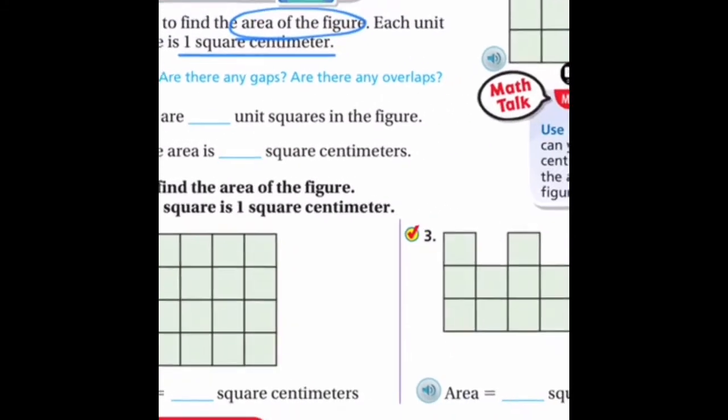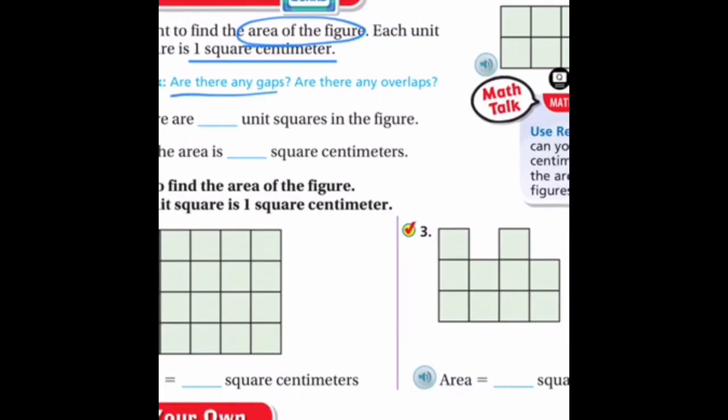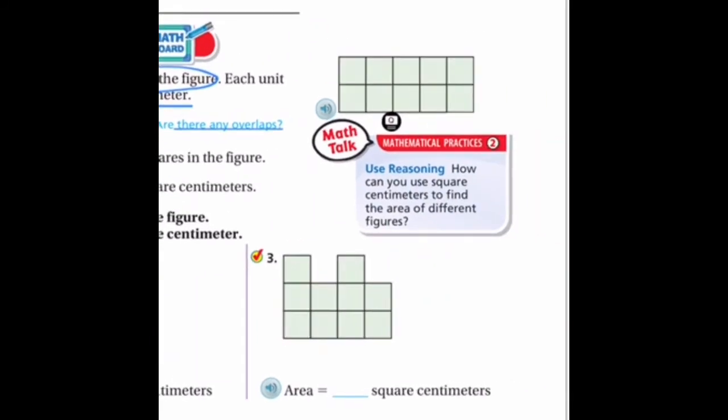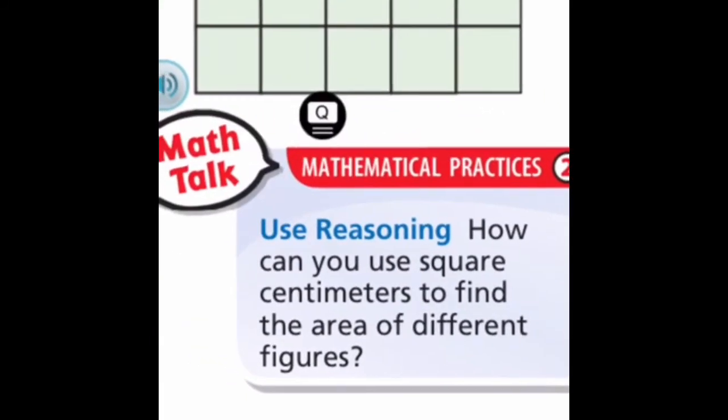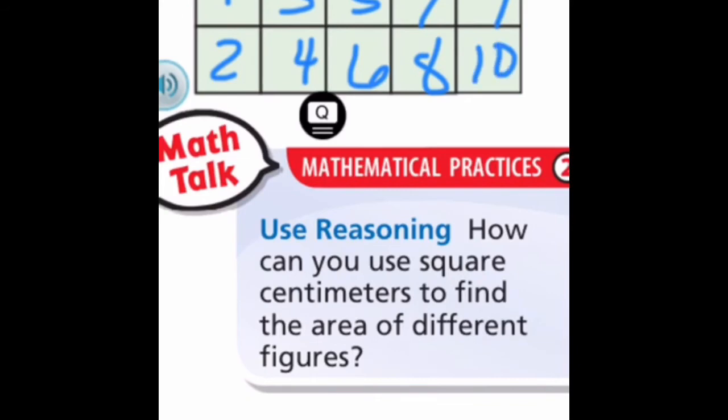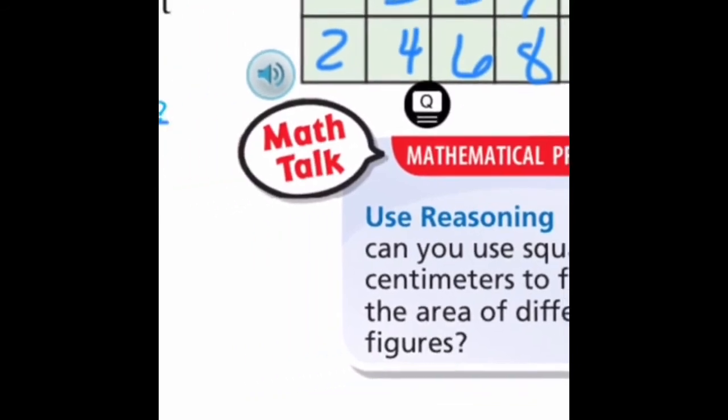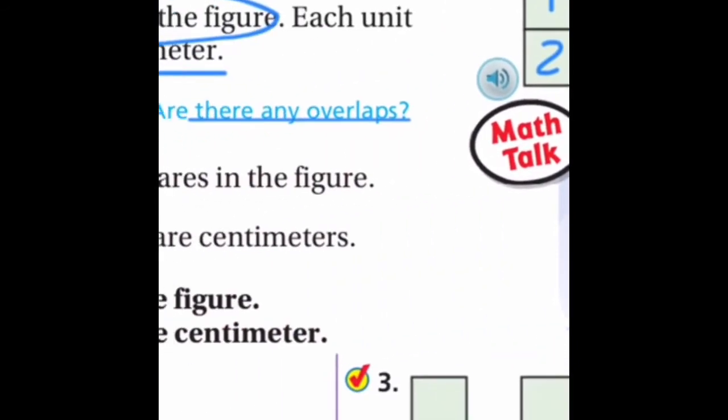First one says, count to find the area of the figure. Each unit square is 1 square centimeter. We need to think, are there any gaps? Are there any overlaps? So if I come over here, I count them. That's 1 and 2. Again, I think I mentioned I like to number them. 3 and 4 and 5 and 6 and 7 and 8 and 9 and 10. I've written in all of them. I haven't missed any, didn't count any twice. So I have 10 unit squares.